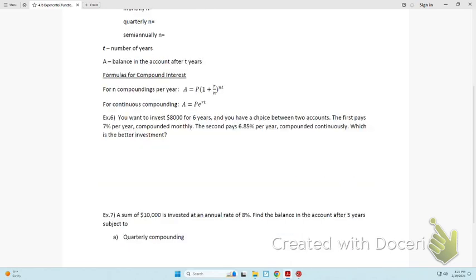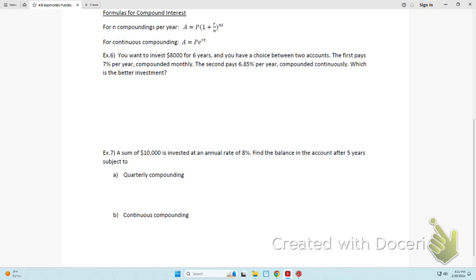Looks like we are investing $8,000 for 6 years. So that's our principal. T is 6, but we're having to pick between 2 accounts. We have a monthly account and we have a continuous account. And we just need to plug in and see which one gives us the most return, like the highest balance at the end. This monthly one means N is 12, and it looks like it's at 7%.